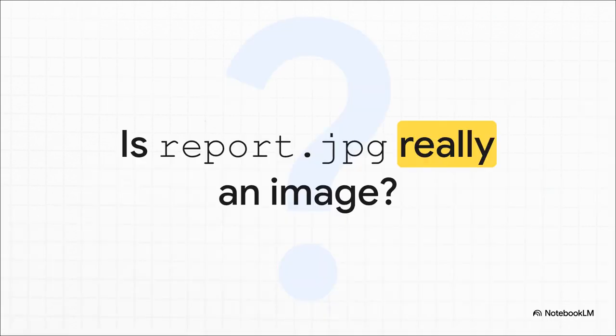So check this out. Imagine a user uploads a file, report.jpg, to your server. Your app is all set to handle an image. But is it really a picture? What if it's actually a malicious script, just dressed up with a .jpg at the end? If you just trust that file name, you could be looking at a system crash or, way worse, a major security breach. And this, right here, is where our whole story really gets started.